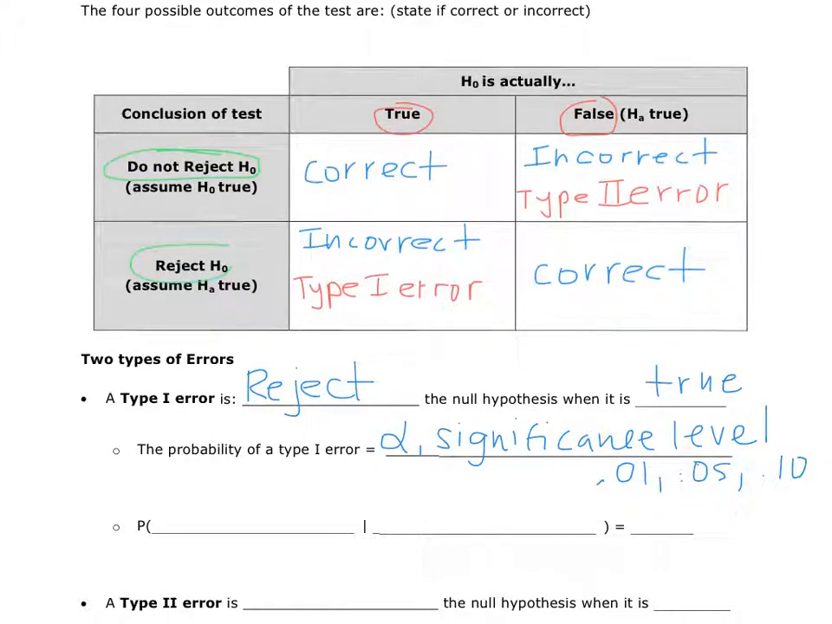If we want to write that in probability notation, we would say the probability that we reject the null hypothesis, given or assuming that it is true, the null hypothesis is true, is equal to whatever we have chosen for alpha. So that significance level is the probability that we make this error. So we can decide what probability we want there to be.